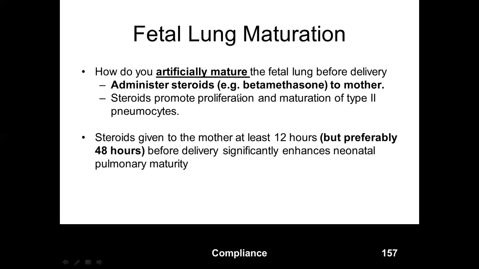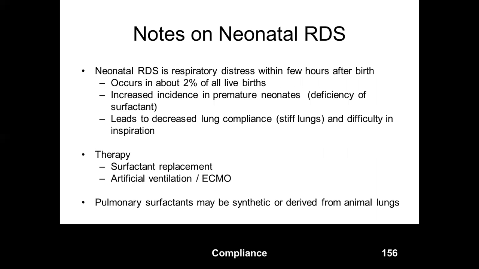When you administer steroids to the mother, for example betamethasone, they cross the placenta and get into the fetus. They promote the proliferation and maturation of type 2 pneumocytes, and the amount of pulmonary surfactant produced in this fetus increases. That helps reduce the tendency of alveolar collapse and all the attendant pulmonary complications. Typically, we administer the steroids to the mother at least 12 hours, preferably 48 hours, before delivery or cesarean section. When you do that, there is a significant improvement in neonatal pulmonary maturation.